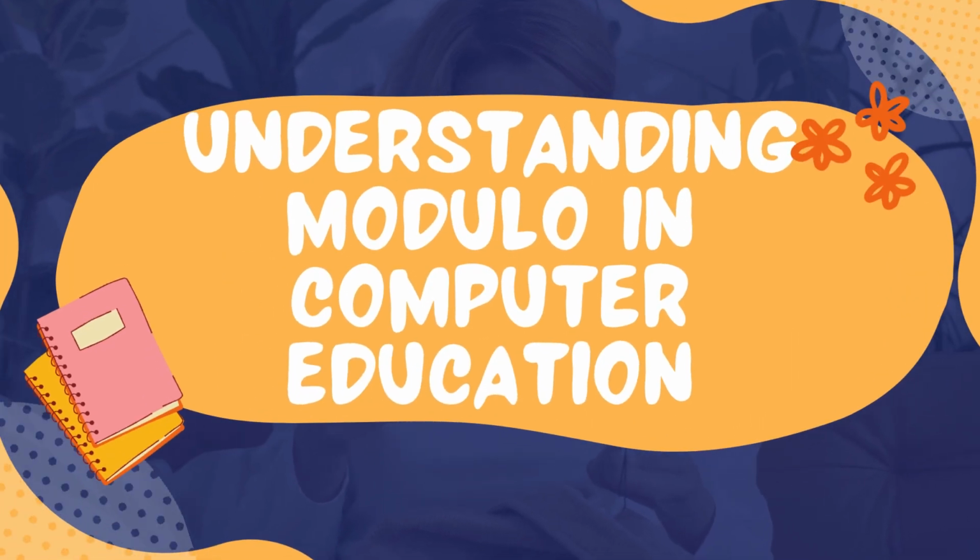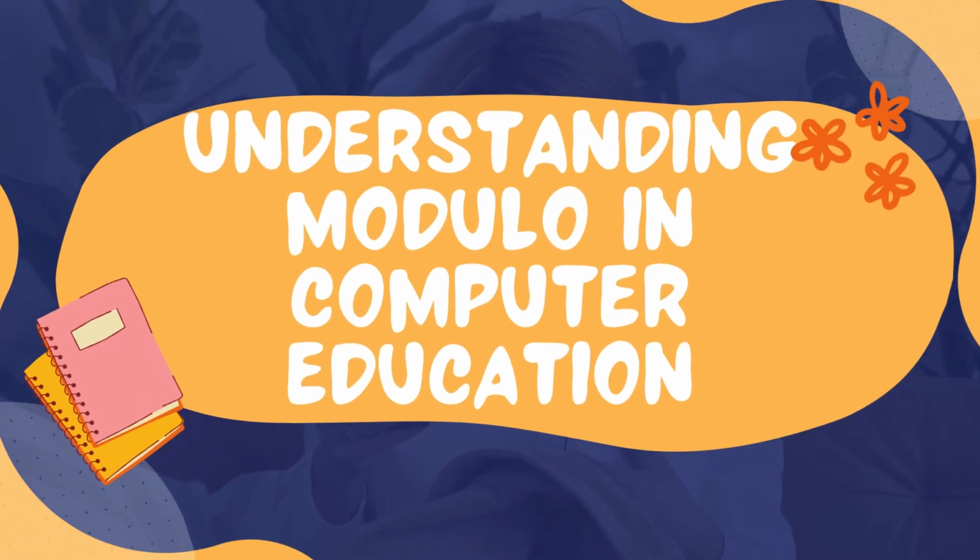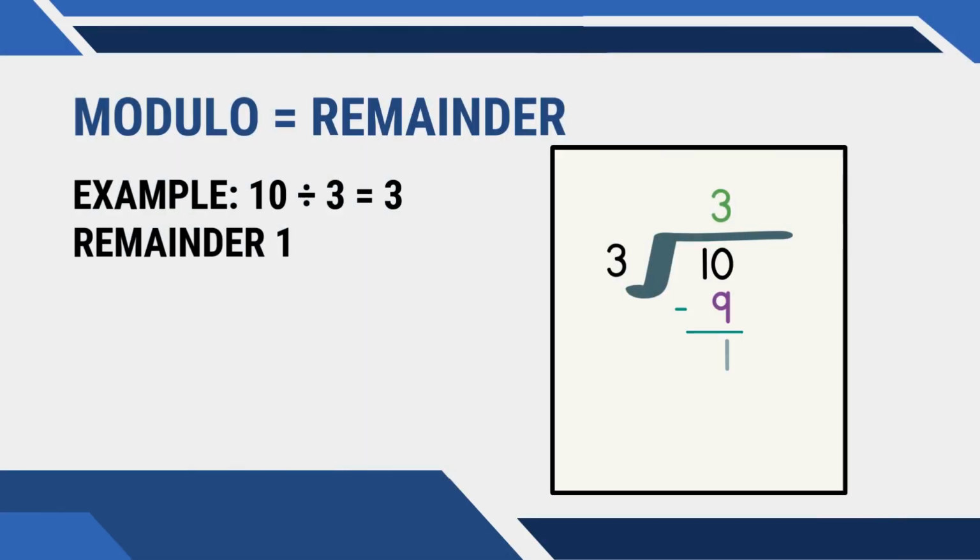Today, we'll be learning about modulo, a very useful operation in computer education and programming. Let's get started. When we say modulo, we mean the remainder when one number is divided by another. For example, when 10 is divided by 3, the quotient is 3, but the remainder is 1. That remainder is what we call the modulo.